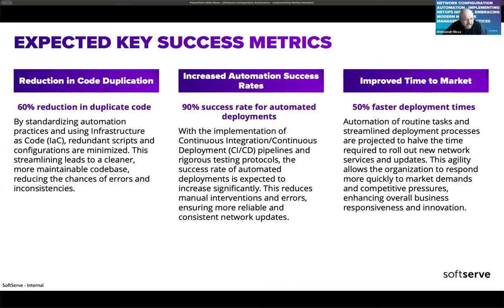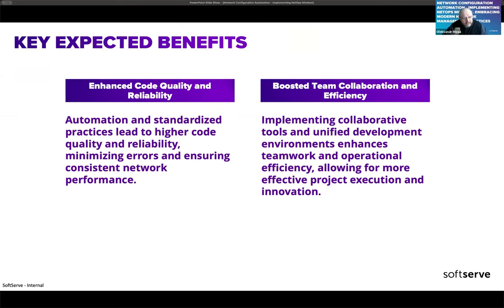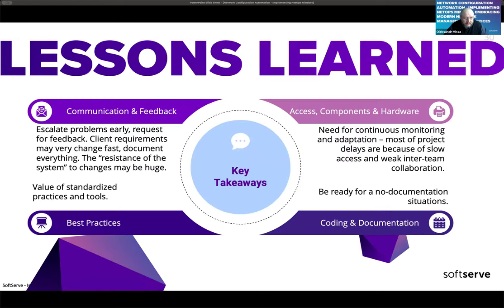Expected key success metrics were calculated on a preliminary basis by our developers. So we expect a 60% reduction of duplicate code. We expect a 90% success rate for automated deployments. We expect 50% faster deployment times and improved time to market. And the key benefits would be enhanced code quality and reliability, boosted team collaboration and efficiency. And these are the main gains from the project.